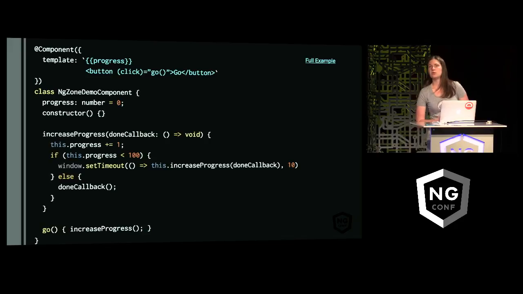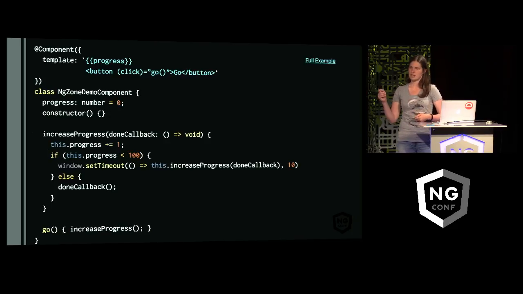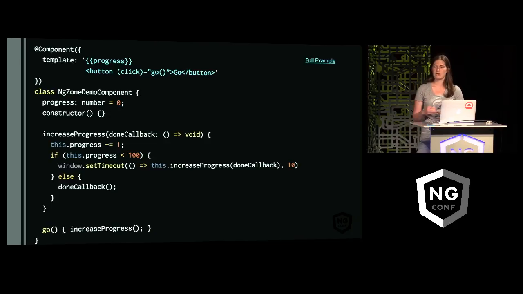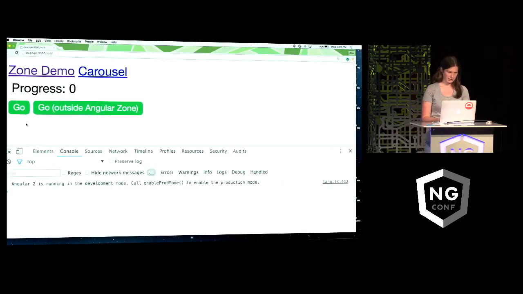Let's say that you have a progress meter in your application. We'll have a template that just has a binding for the progress. I'll have a button, and when we click the button, we'll kick off this increaseProgress function. All that this does is set a timeout every 10 milliseconds until we get to 100, and then call a callback. We can look at what this actually looks like.